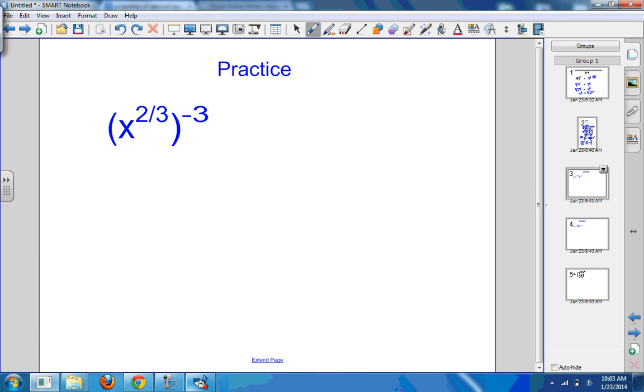So we know that this is a power of a power, or a superpower. So that means we need to multiply together exponents. So if I multiply these together, I'm going to change this to a fraction. We have x to the 2/3 times negative 3 over 1. When we multiply fractions, we just multiply straight across. So we get x to the negative 6 over 3.